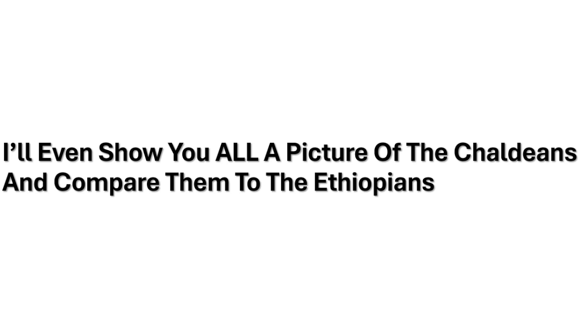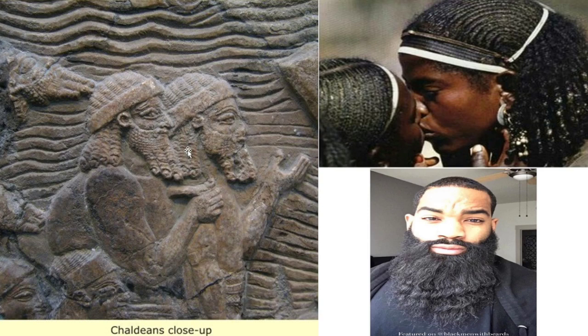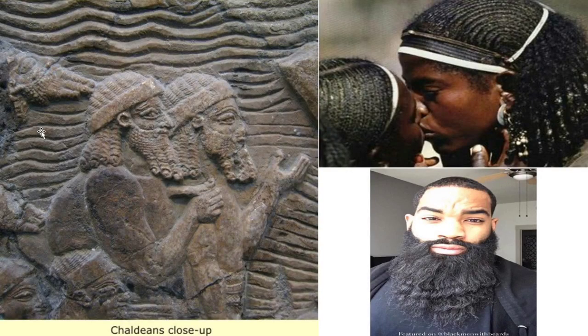Right? And I'll even show you all a picture of the Chaldeans and compare them to the Ethiopians of today. So this is what they say the Chaldeans look like, close up. Now here you have the Oromo tribe of Ethiopia. All right? This same hairstyle and even beard is still around. This is the Oromo Ethiopian tribe. They have the same hairstyle as these Chaldeans.